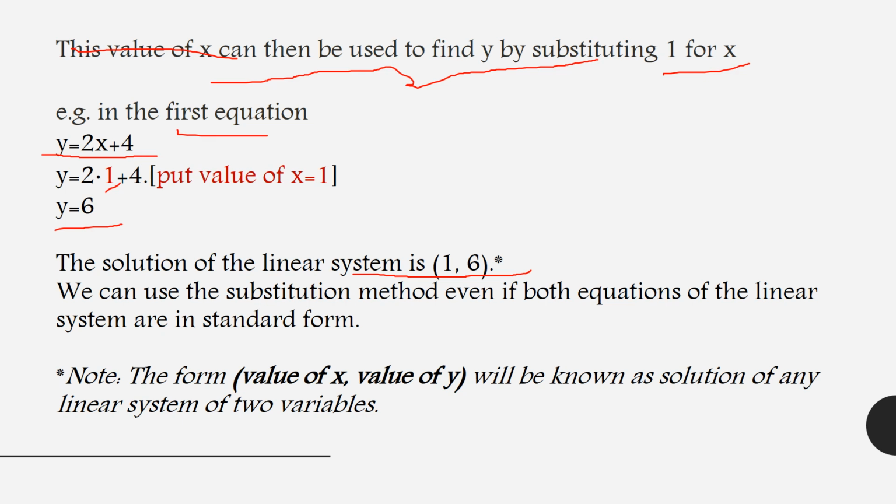Even if the equations are in standard form, we can find the solution by the substitution method. There will not be any harm. In the coming examples, we will be doing the same. Here, one format we are taking: the small bracket (1, 6). The value of x, comma, the value of y, bracketed by small brackets, is known as the solution of any linear system of two variables.